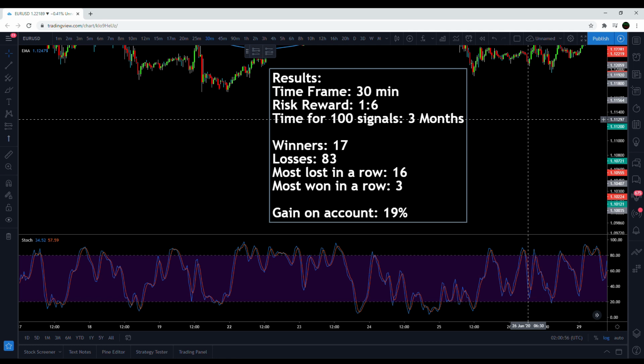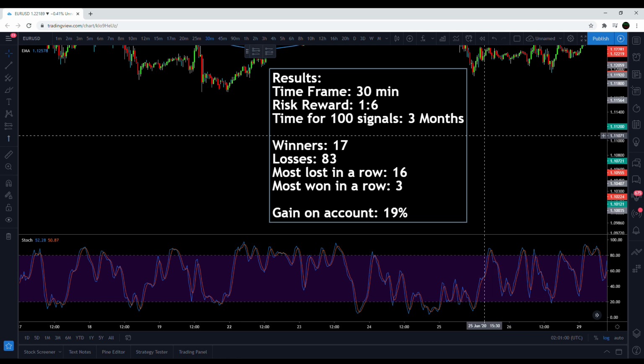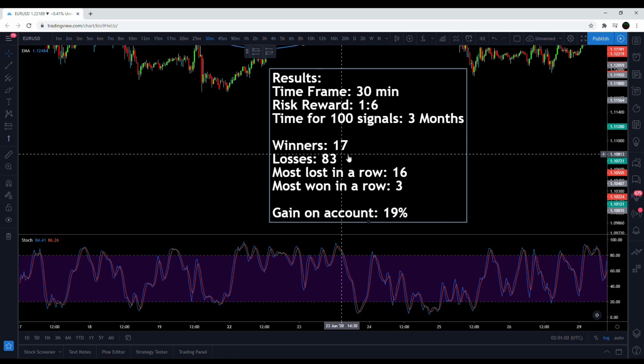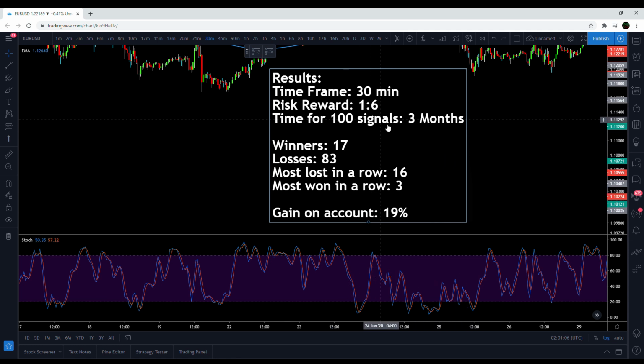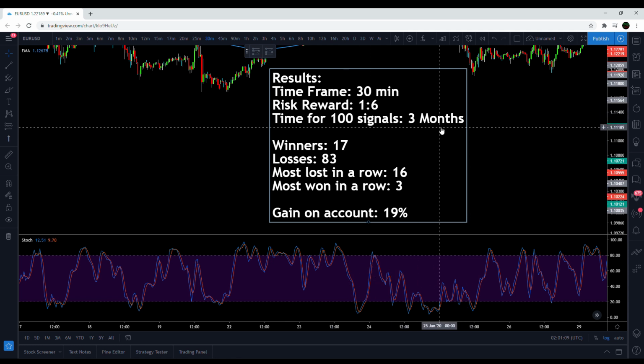But still, 19% gain on the account over the series of 100 with only 17 winners of those 100. That shows the power of the 1-to-6 risk-reward ratio. It's still profitable even after losing 16 in a row. If you just kept trading, you could have been profitable.